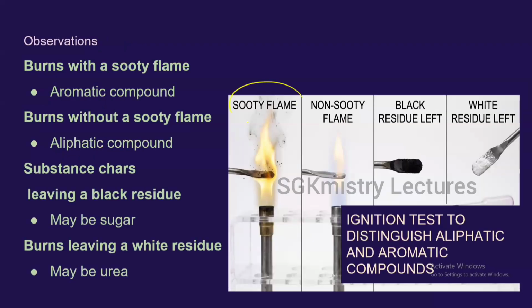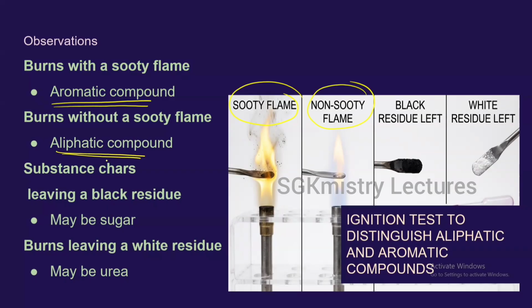Suppose the sample burns with a sooty flame. You can see that much smoke is produced. So a sooty flame is produced. Then we can say that the sample is aromatic in nature. Suppose a non-sooty flame is produced when you're performing the ignition test, then we say it is an aliphatic compound. Now, there is also another way. These are two other observations which help you in identifying the two important compounds.